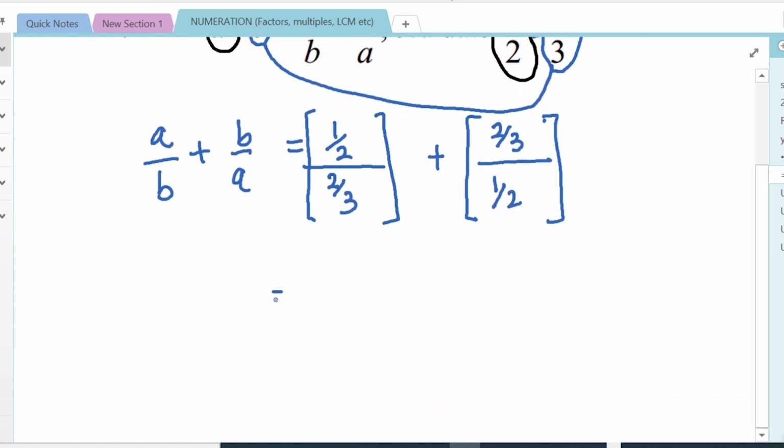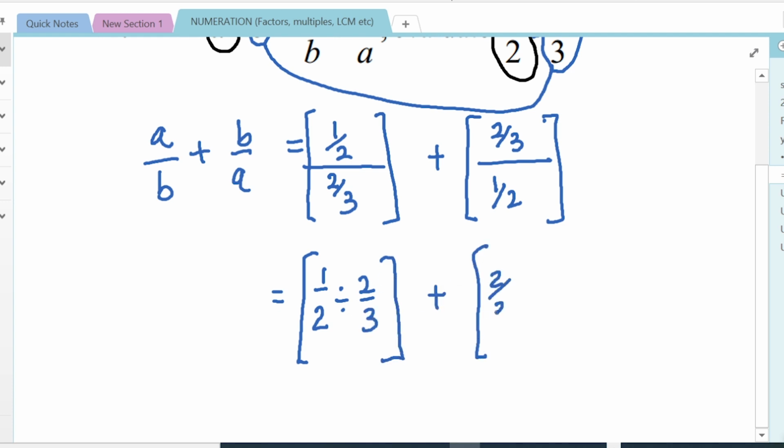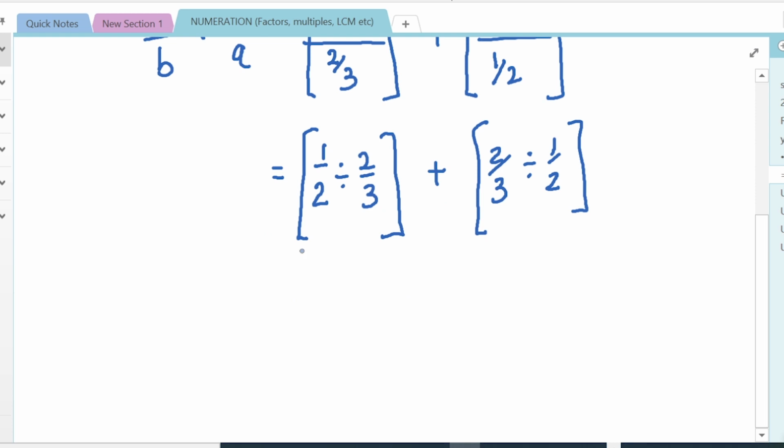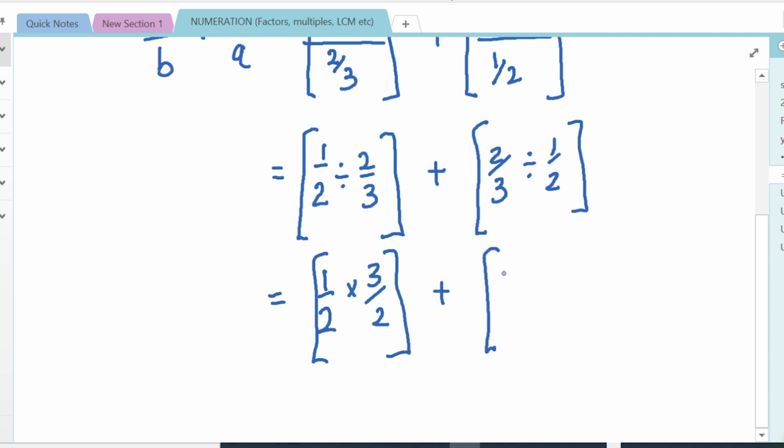So this is going to become, let me put this in its own bracket. This is a half, divide by 2/3, plus 2/3 divide by a half. So of course you know that we are going to find the reciprocal here. This is going to become a half, multiply that by 3 over 2, plus 2/3, multiply that by 2 over 1.